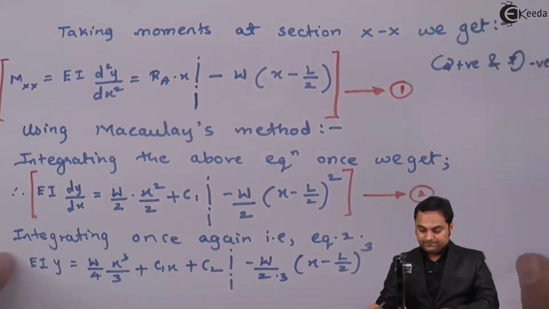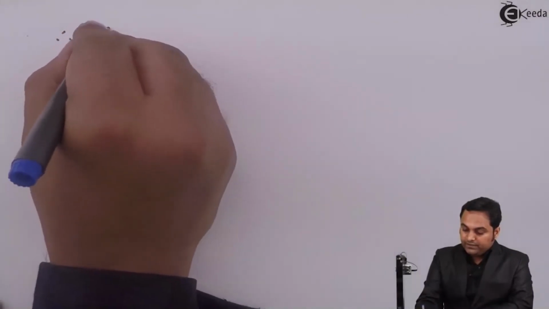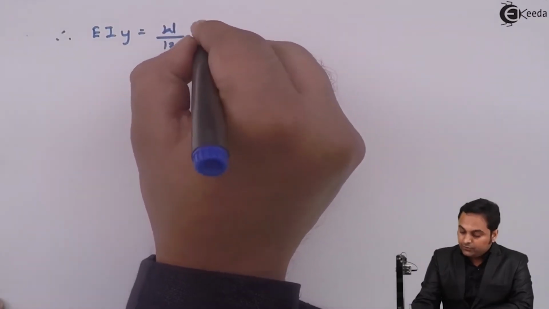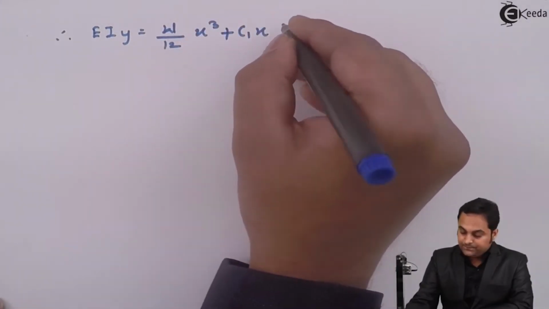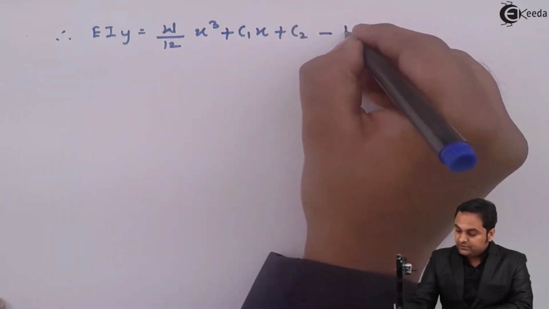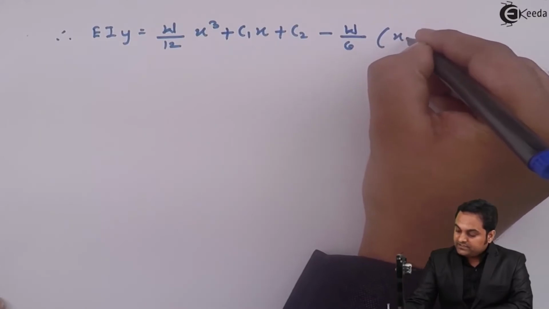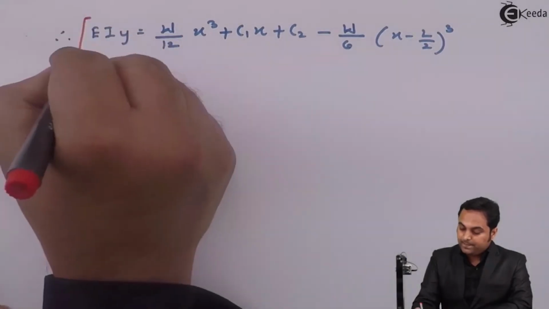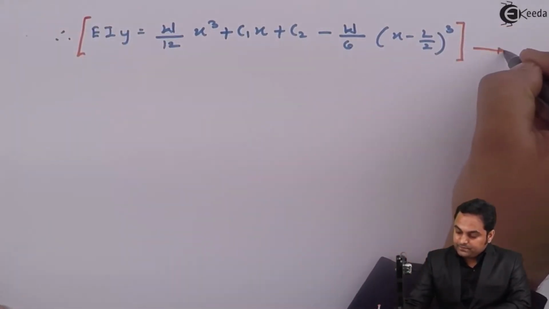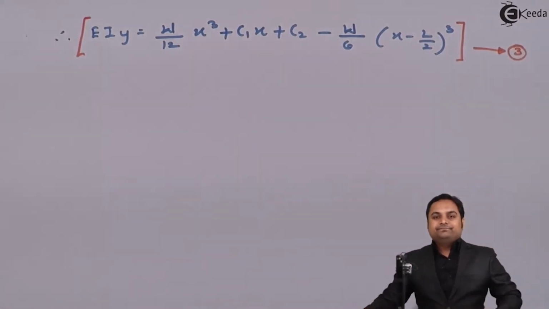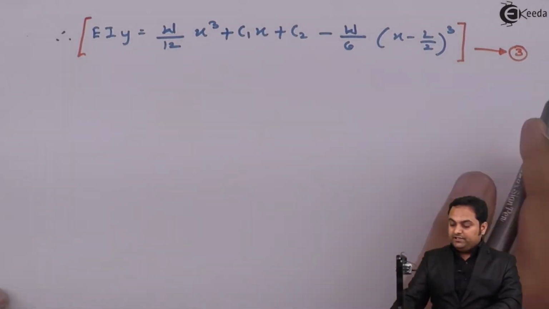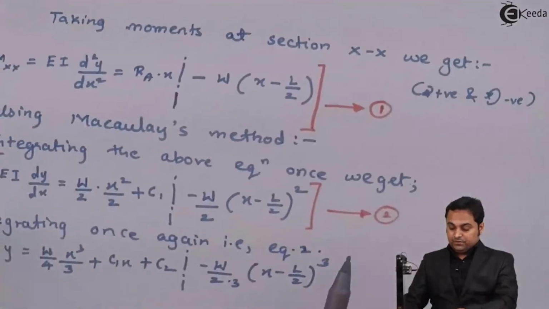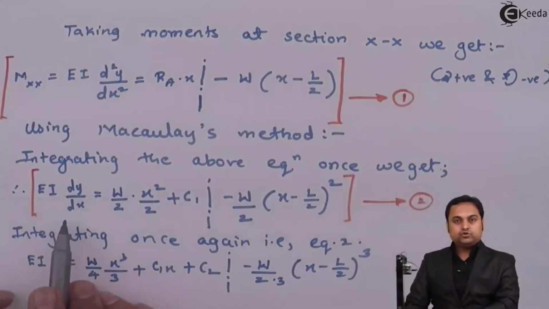Next, I'll simplify this. So therefore, EI into y will become W by 12 x cube plus C1x plus C2 minus W by 6 (x minus L by 2) whole cube. So I will keep this as equation number 3. So now here I am getting another equation, which is equation 3. It is in the form of y, so called the deflection equation. Equation 2 was in the form of dy by dx, so slope equation.